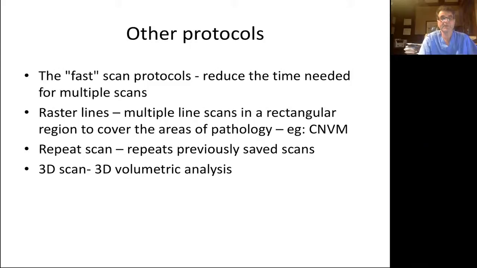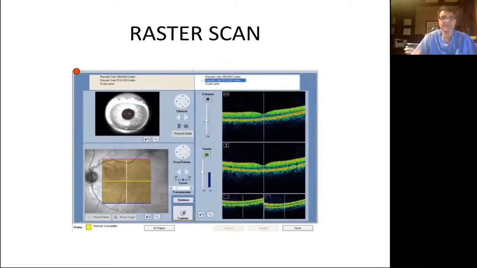There are various protocols. There can be these fast scan protocols, which reduce the time needed for multiple scans. And most currently, the raster scan. So these are multiple lines in a rectangle, similar to a television set that scans across very rapidly, line by line. This is a typical raster scan, and you can see that the scans would go back and forth in this fashion, and then we're provided in this printout with a horizontal and vertical cut denoted by the white and yellow.